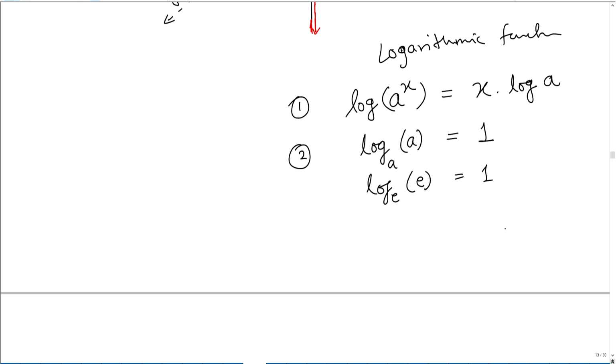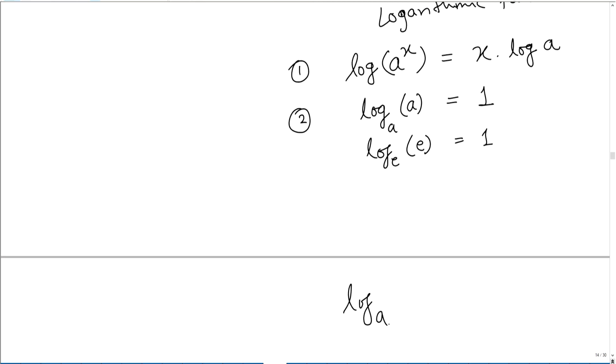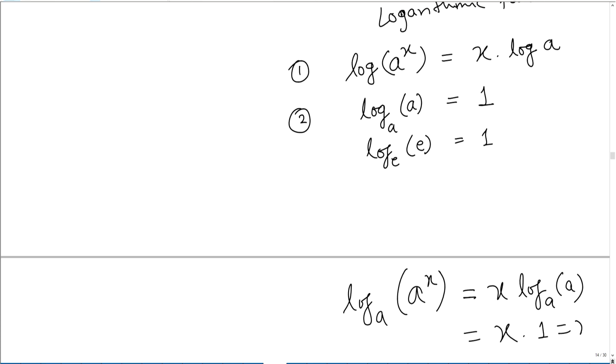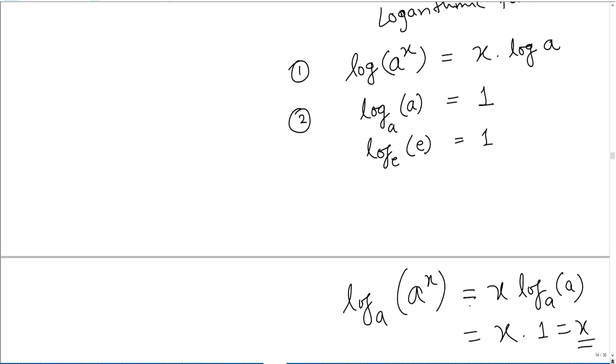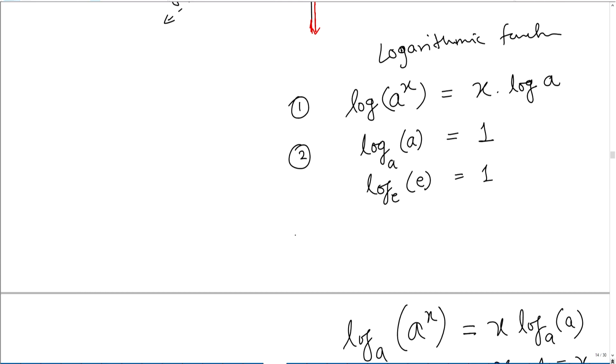By the way, if you apply these two rules, say you take log base a and apply it to a to the power x, then according to identity 1, it should be x into log a. It would become x into 1, so this term would become x. So, log of a to the power x can become x if the logarithmic function has base a. If it has a different base, then it will not be equal to x. Now, there are more rules which we will discuss in a while, but with these rules, let us try to derive the inverse function of an exponential function.